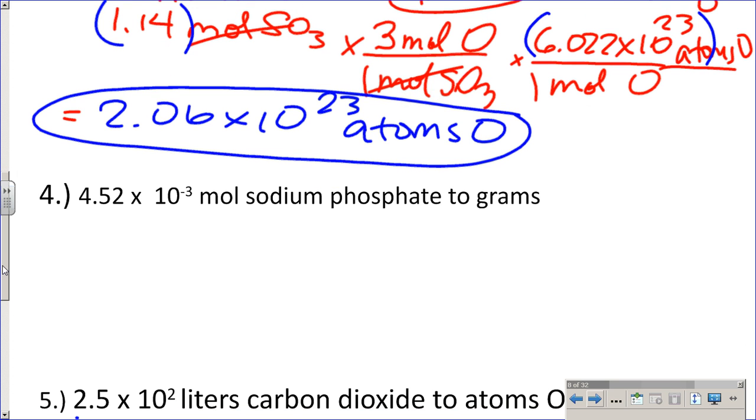Okay, so next one. Ooh, sodium phosphate. All right, so what's our question? Grams of what? What is sodium phosphate? I forgot.